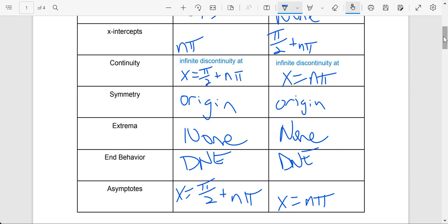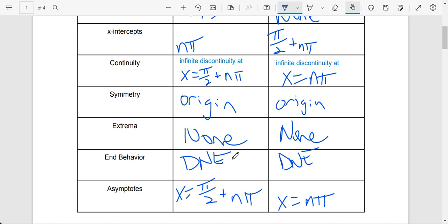Also, last couple boxes. These go on forever. Okay. Whenever you look at the graph, it will be apparent what I mean by that. But there is no set end behavior to these. And then symmetry is the origin. There's no extrema.